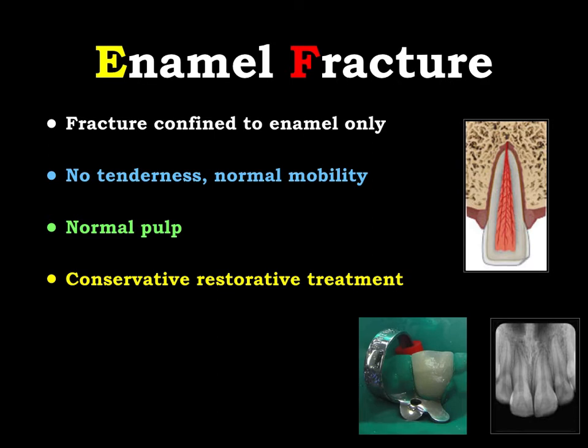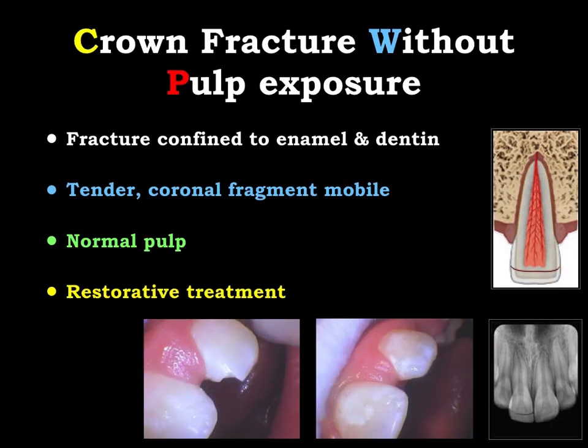Enamel fracture, from its name, is confined to the enamel. Rarely is there some tenderness or mobility. The pulp will respond normally, and if needed, we can do some smoothing of the enamel, or we add a small restoration. If there is a significant loss of enamel, like 1 to 2 millimeters, without pulp exposure, then you could treat it as a simple class 3, and sometimes the tooth will be tender.